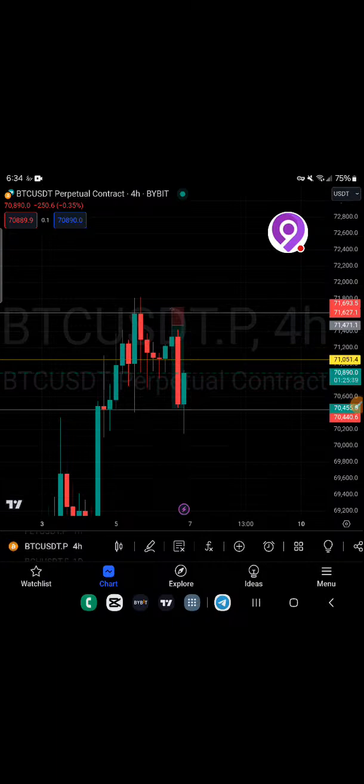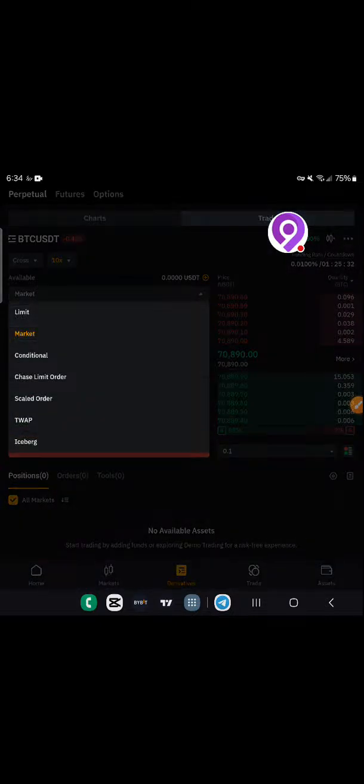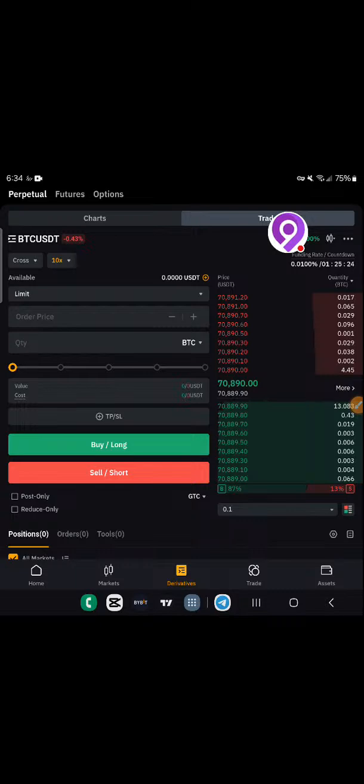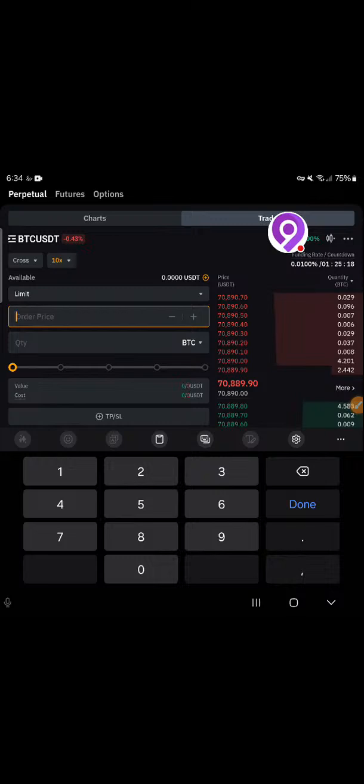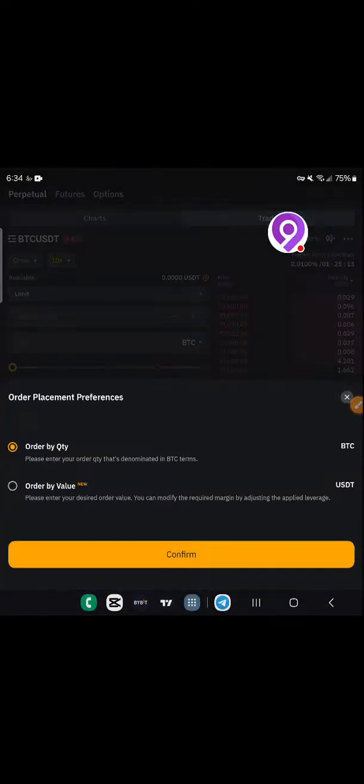So let's go all the way back to our chart to here. If you have market price, it simply means you want to buy at the current price, irrespective of the price. You just want to buy the coin. And the other one will be limit. Limit order simply means you want to buy at a particular price. Just input the price here. After you have input the price, the next thing is to specify the quantity you want to buy.